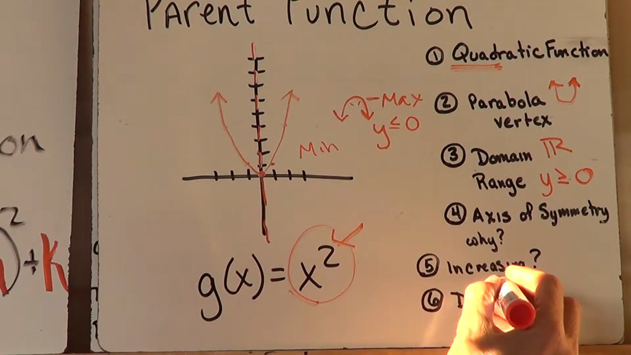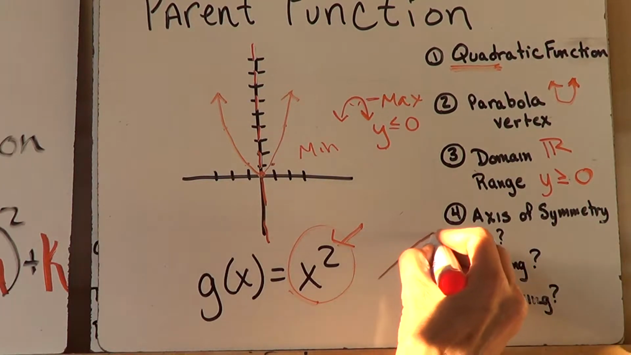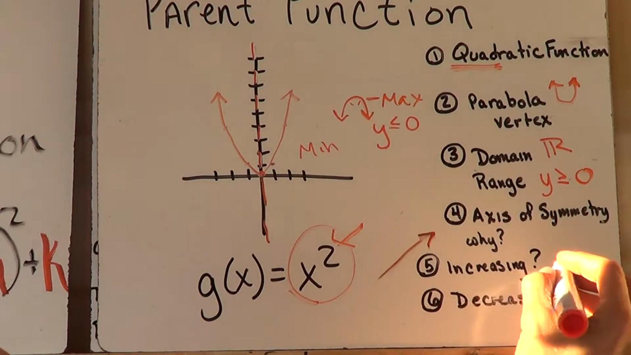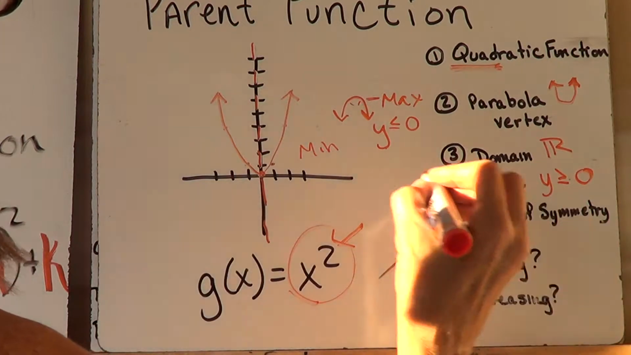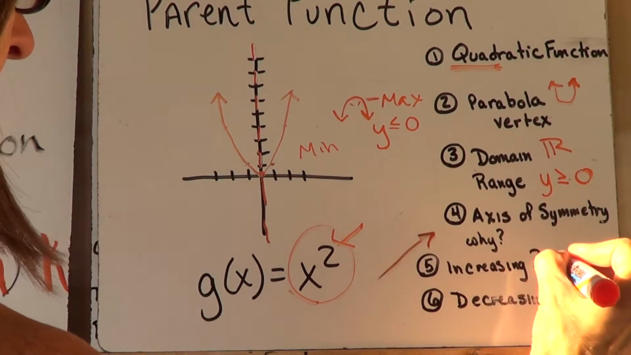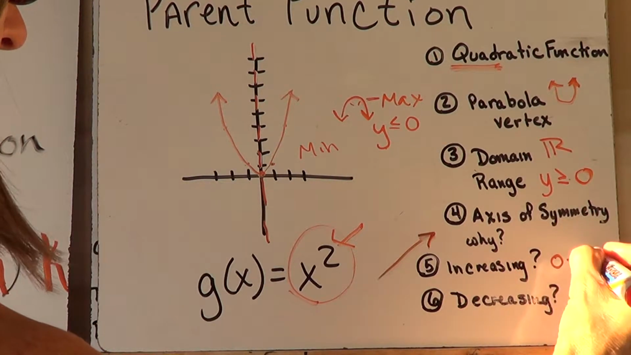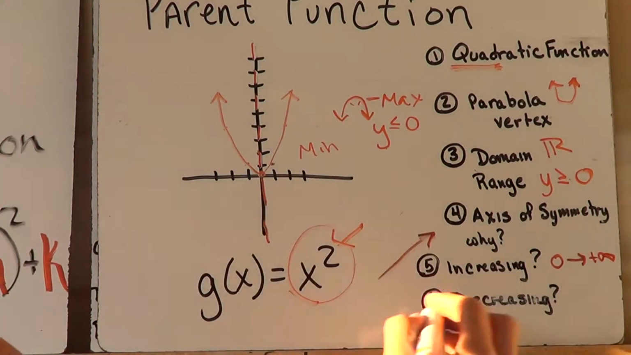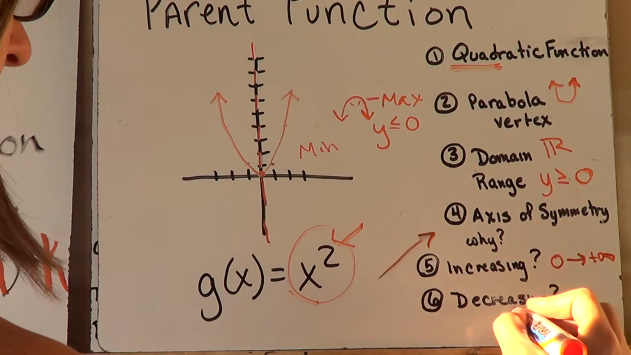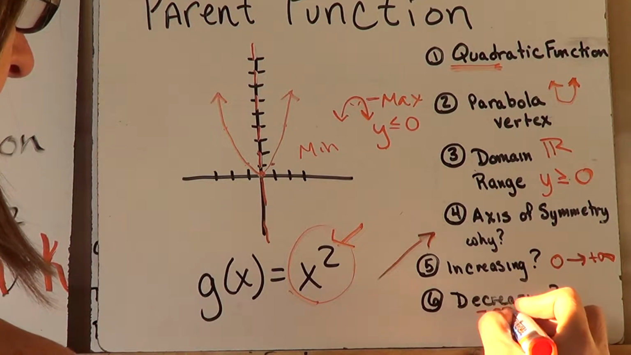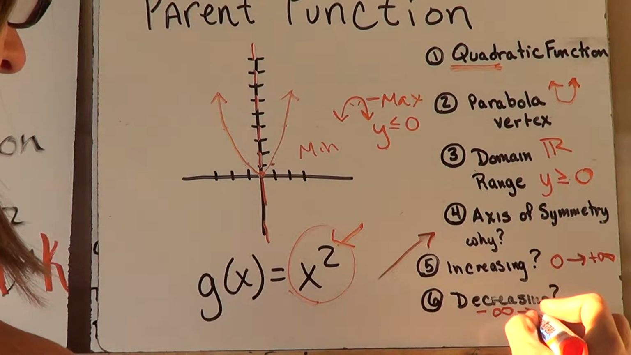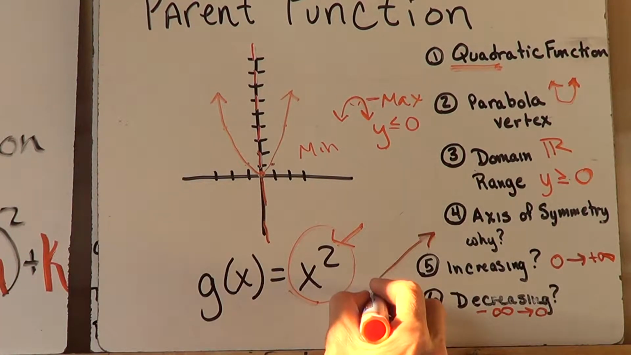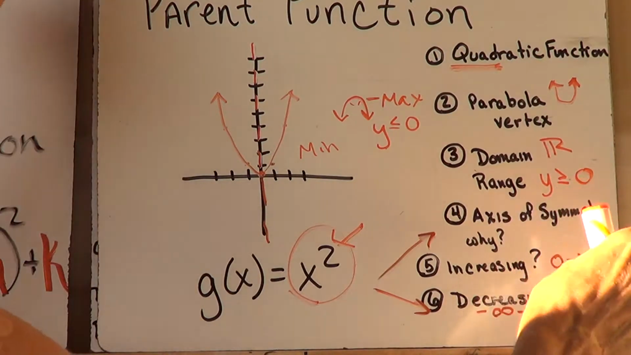Where is it increasing? Remember, increasing is going like this. So it would be from the vertex to infinity. So that would be from 0 to positive infinity on the x-axis. It's decreasing from negative infinity to 0 because it's coming down, going that way. Decreasing is going down that way. Okay.